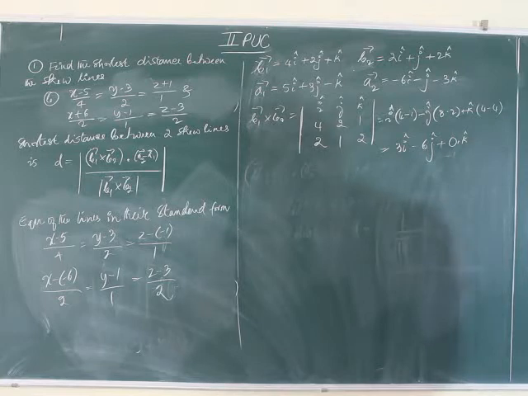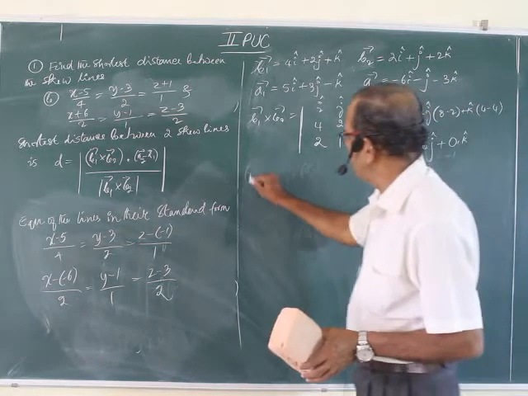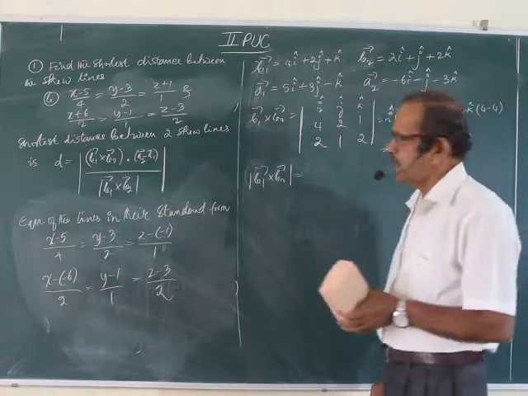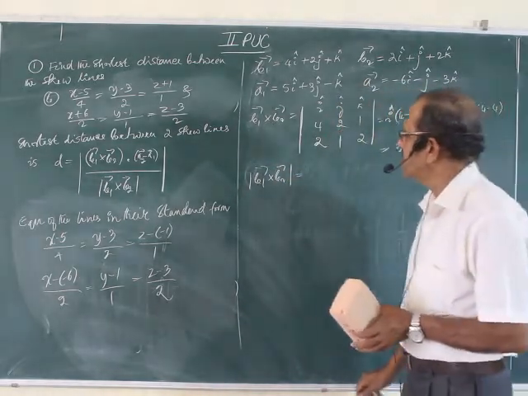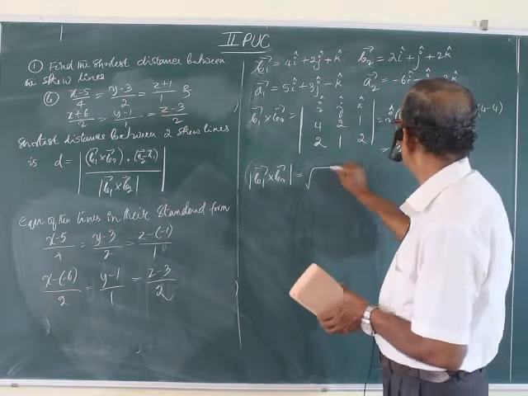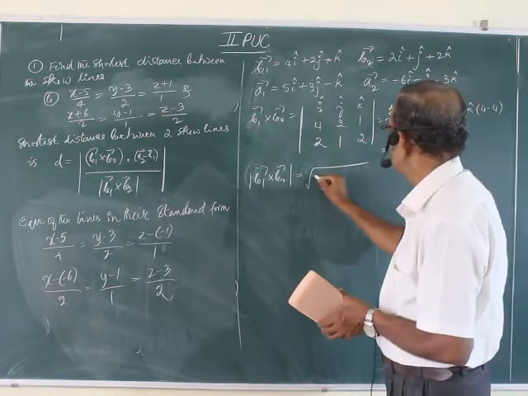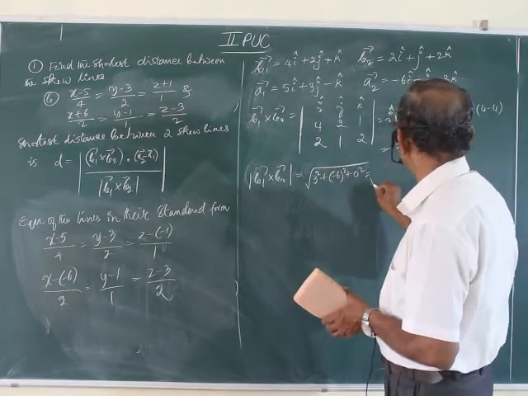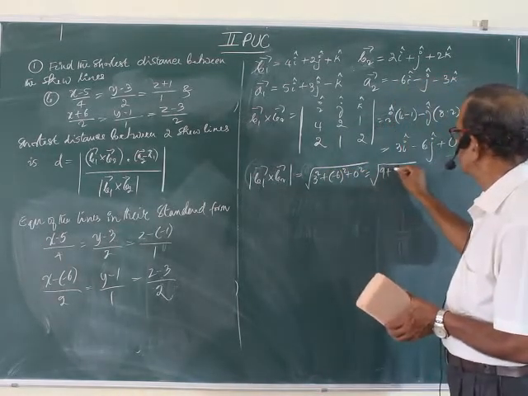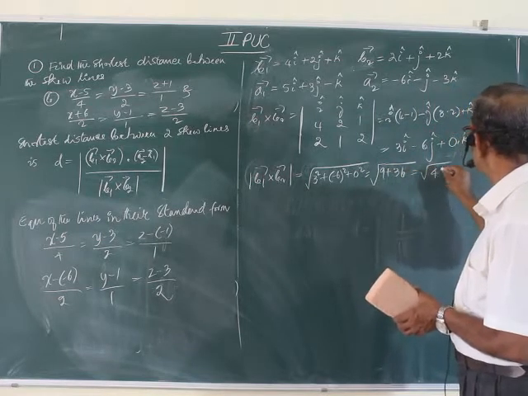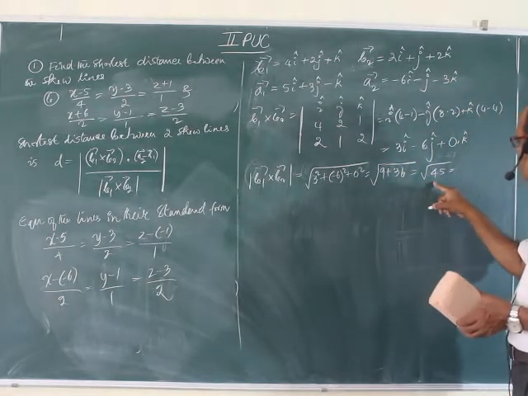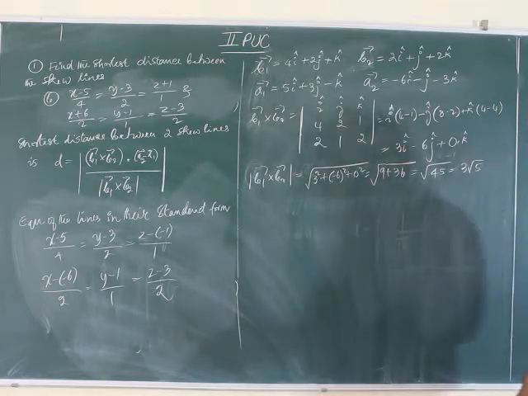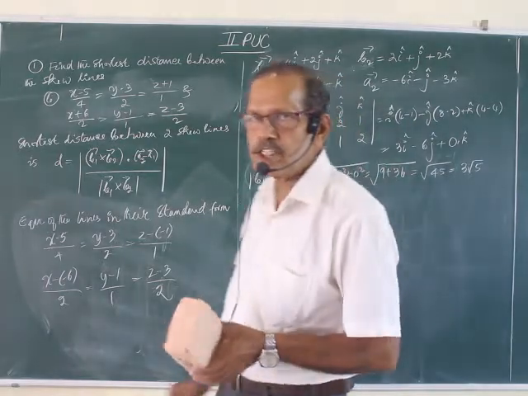Right? Next, modulus of B1 cross B2. Modulus of B1 cross B2 is root of 3 square plus minus 6 square plus 0 square, 9 plus 36, root 45, or you can write this as 9 into 5. Here 3 root 5 can also be written as that modulus.